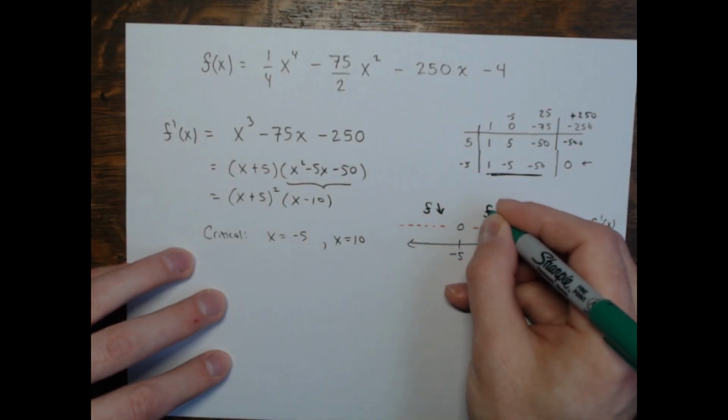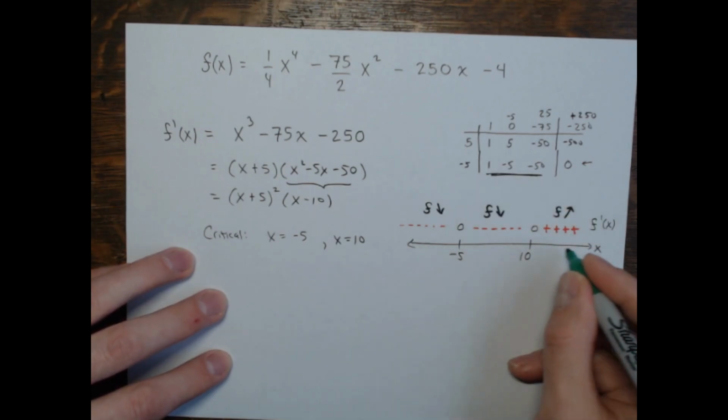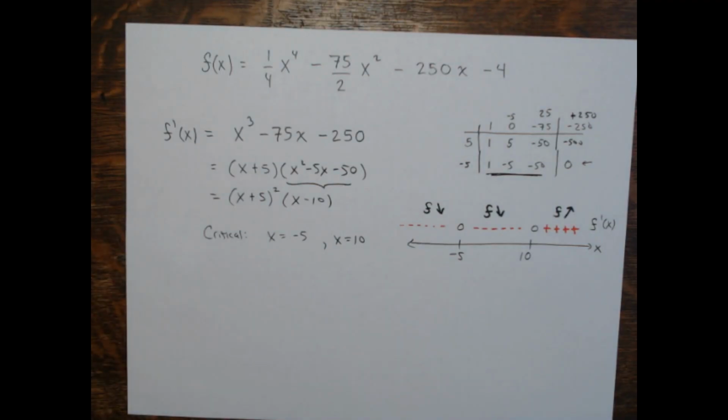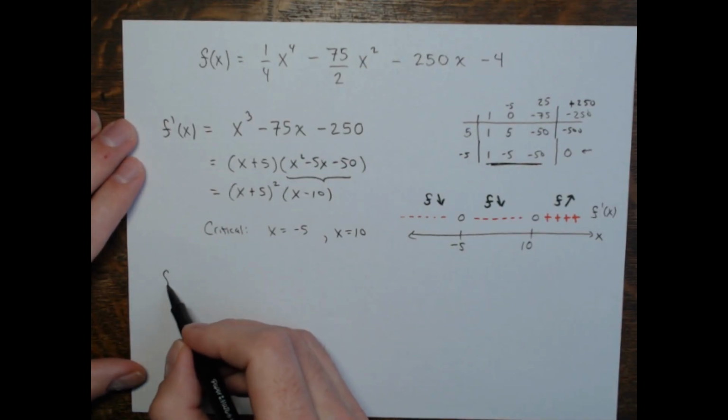The function is decreasing over these intervals where the first derivative is negative. And then my function will be increasing to the right of 10, where the first derivative is positive. All right, so now to talk about concavity, second derivative, right?